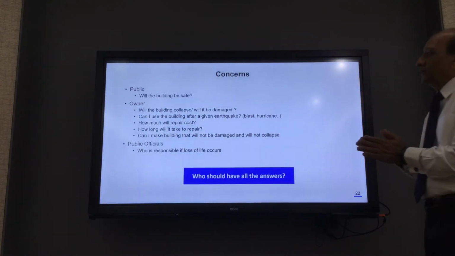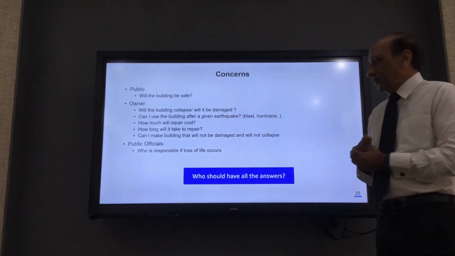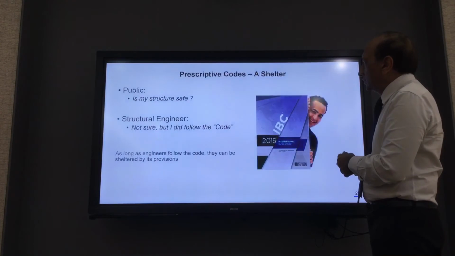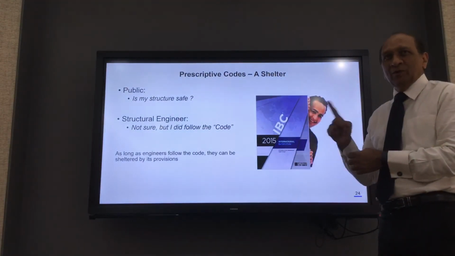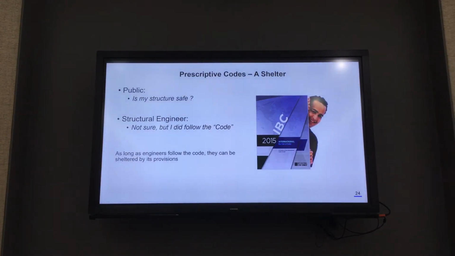I mentioned it before also, that people want to know more. The public wants to know more explicitly what's going on. And so, like I said, don't hide behind the code. We don't want to hide behind the code. We don't want to say, I don't know, I follow the code. This sentence should not come out from a structural engineer's office. He or she should know what they have done, right?